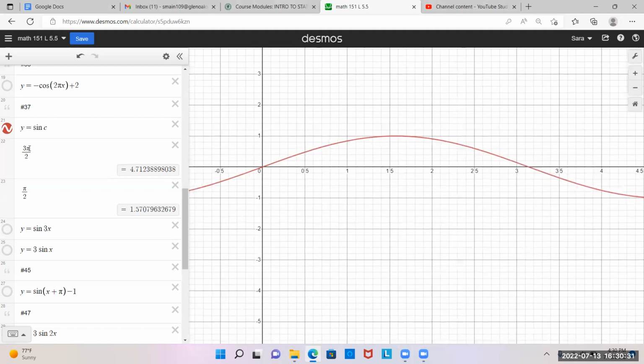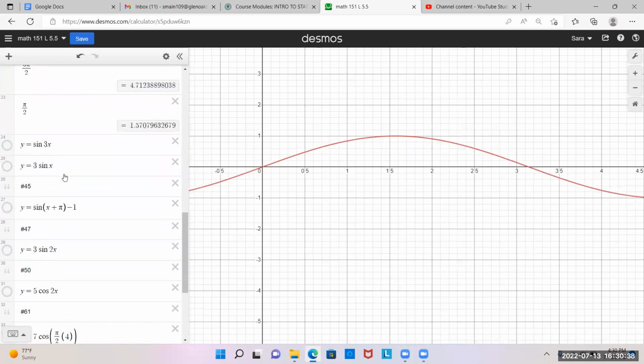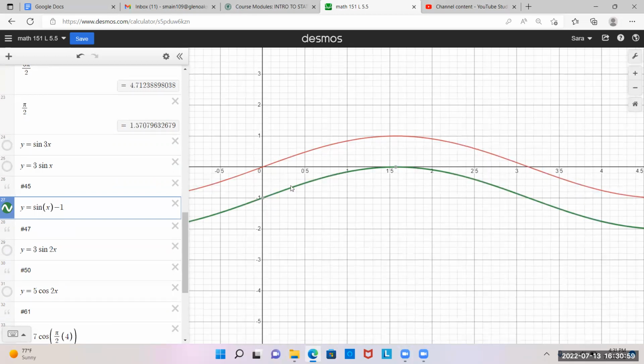I'm just showing you what some things do to sine. So you can see here in 45, we have sine plus pi. I'm going to delete that and just graph that one. If I take the natural sine curve and subtract 1, I'm shifting everything down 1. Notice that the curve looks exactly the same shape. It's just shifted down 1.